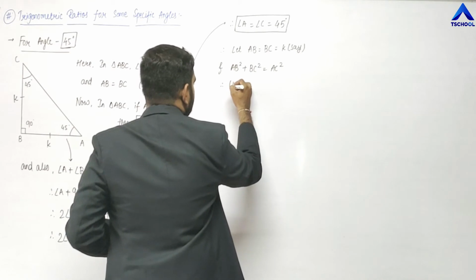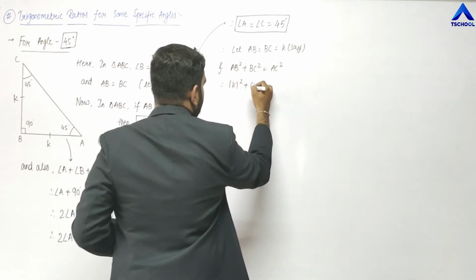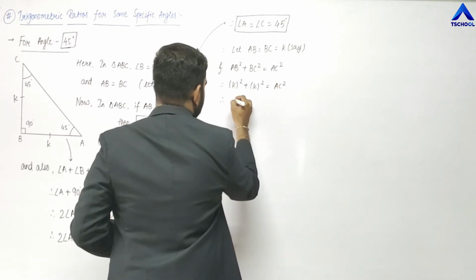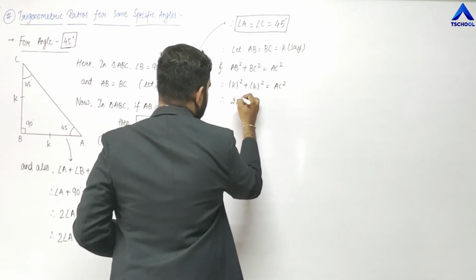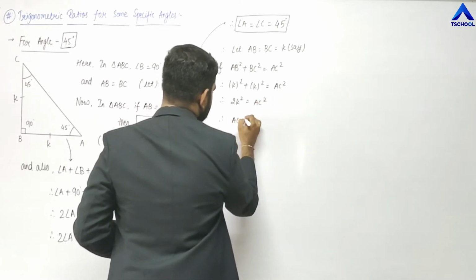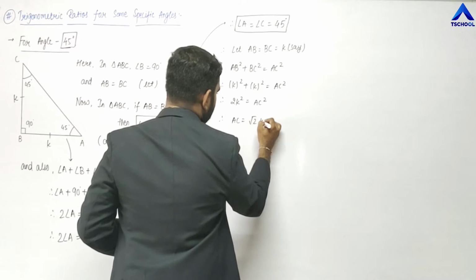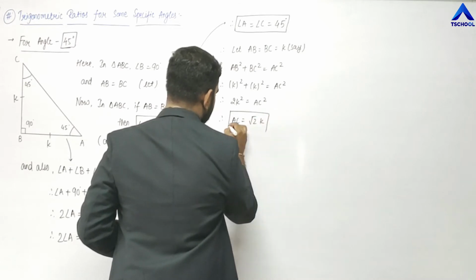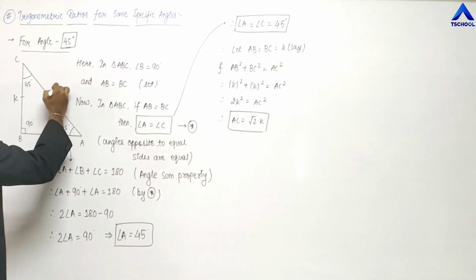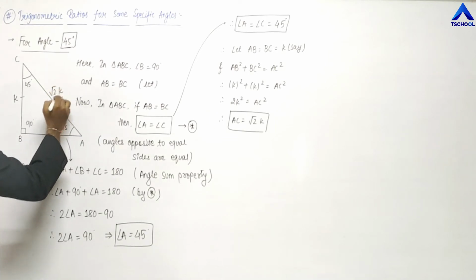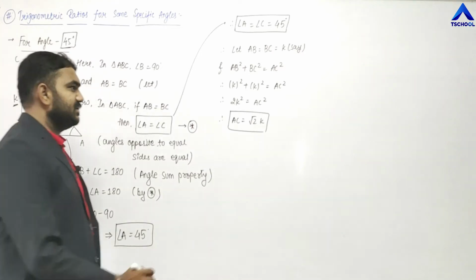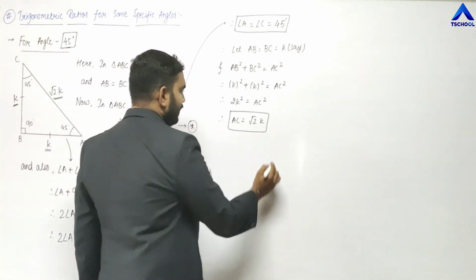Therefore K square plus K square is equal to AC square, that is 2K square is equal to AC square, and hence AC is equal to root 2K. So we got our hypotenuse here as root 2K. This is K, this is K, and the hypotenuse is root 2K.